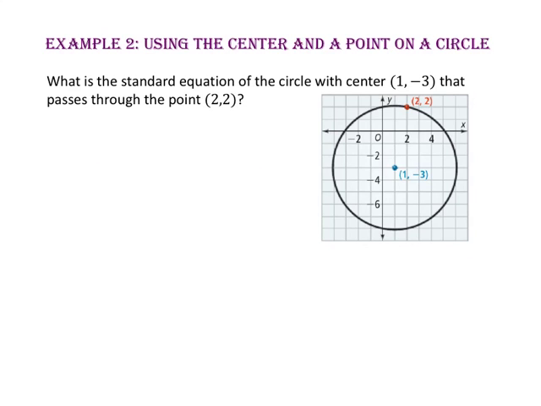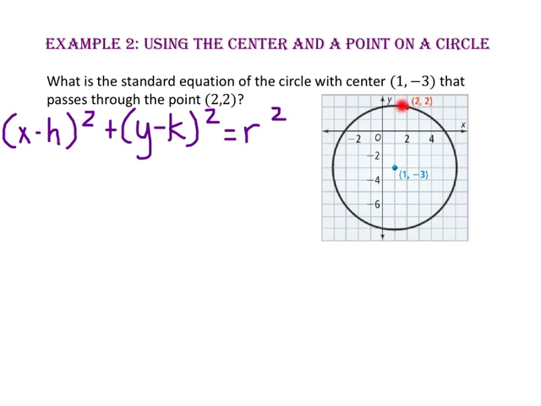In example 2, we will use the center and a point on a circle. What is the standard equation of a circle with center (1, -3) that passes through the point (2, 2)? Let's begin with the standard equation of a circle. (x - h)^2 + (y - k)^2 = r^2. Since (1, -3) is the center of the circle, we can substitute 1 in for h and -3 in for k. This time, they didn't give us the length of the radius.